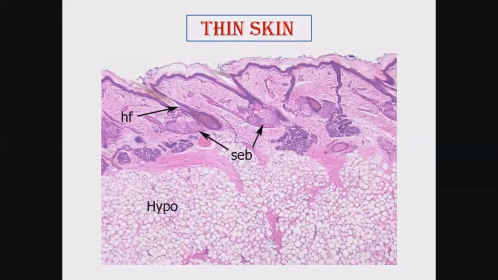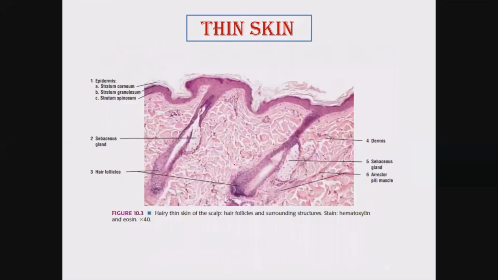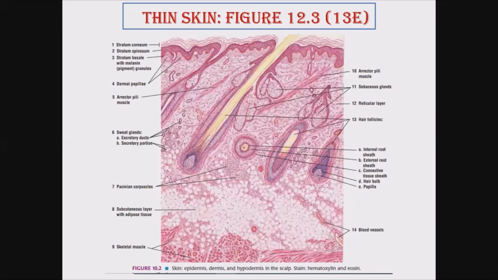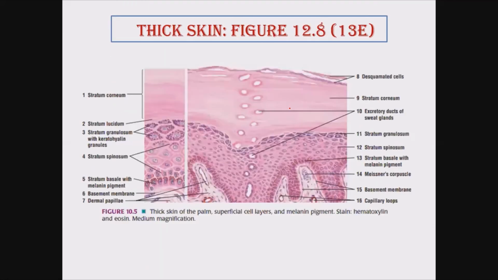Okay, in thin skin, clearly we can see very thin keratin, very thin epidermis. The dermis contains the hair follicles and associated glands. These are the sweat glands. Here will be sebaceous glands. Again, this is a sebaceous gland, hair follicle, longitudinal section, transverse section. And we can see the arrector pili muscle clearly here. This is the arrector pili muscle, this one. So this is the thin skin section.